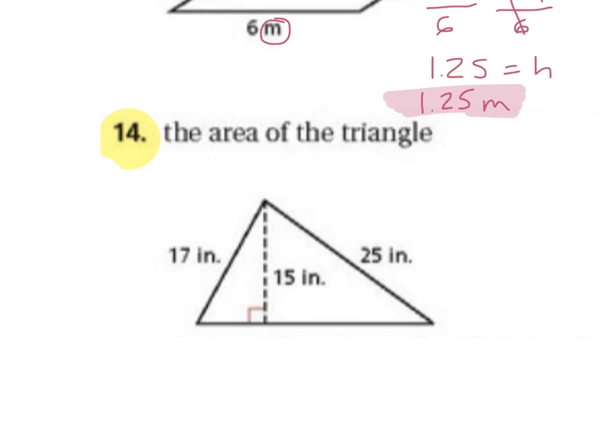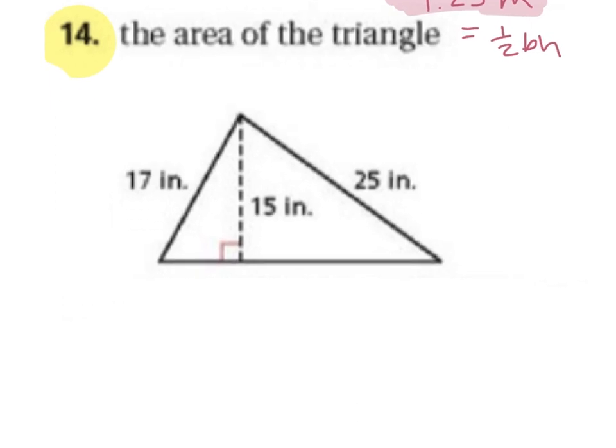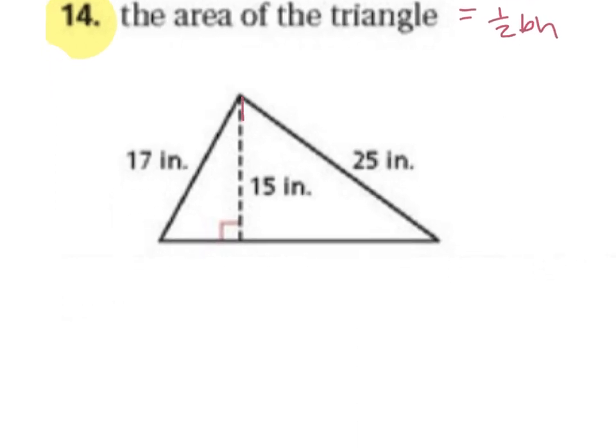14. We need to find the area of the triangle. We know that the area of the triangle is 1/2 base times height. So here it gives us the height, which is this perpendicular altitude. So it's 15. So we have 1/2 base times 15. So we just need to find what that base is. So we need to find this length down here.